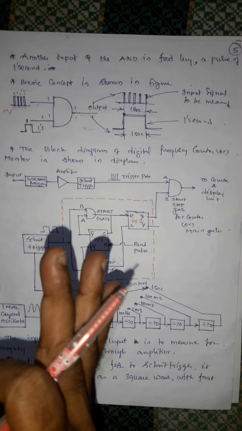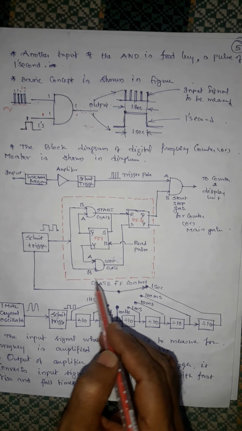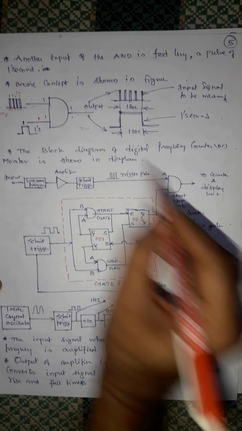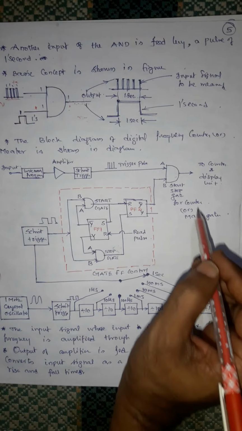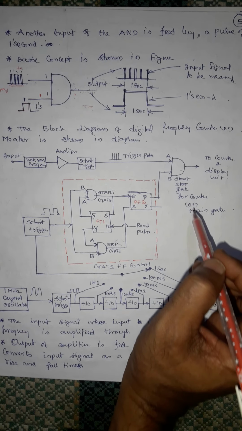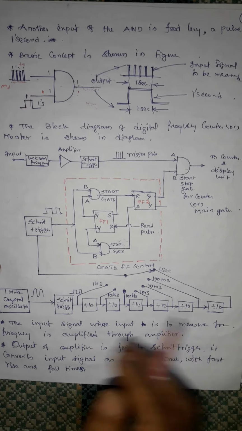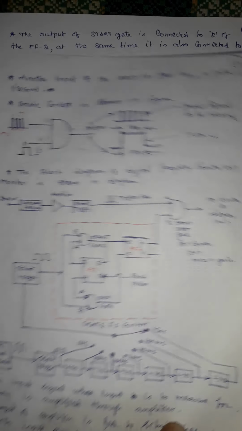We can see the block diagram of a digital frequency counter. It consists of mainly three blocks. One is a gate flip-flop control. Another one is a main gate, that is this gate, the main gate or start-stop gate. This one is a time-base generator, and this is a time-base selector.